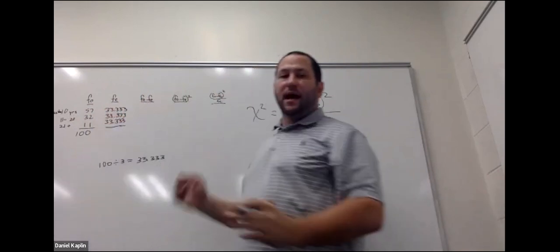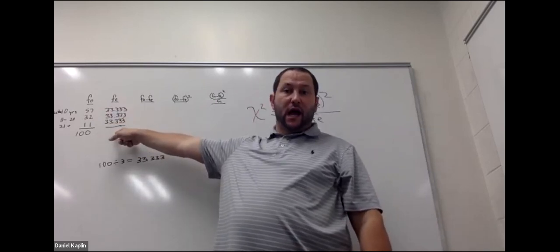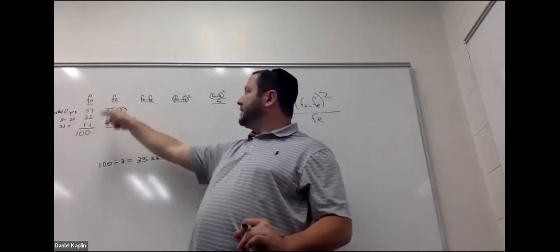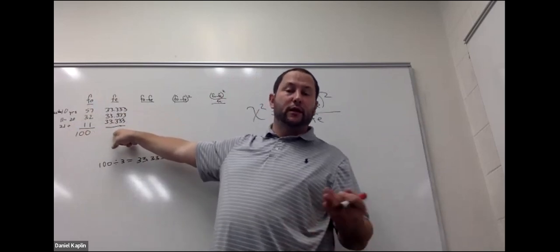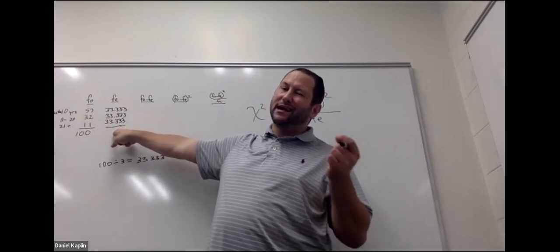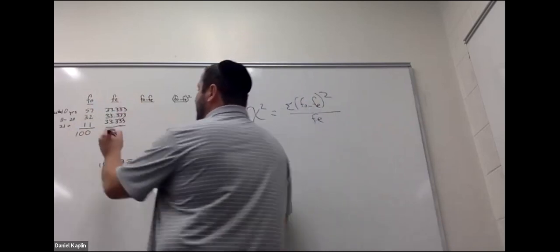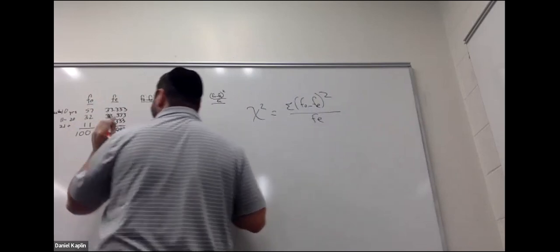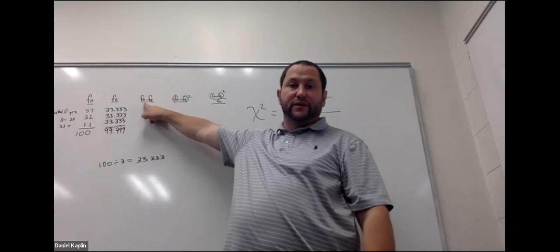Okay, so now I add up the FE column. In general, the sum of the FO column and the sum of the FE column should be the same. Now, in this particular case, because it's a repeating number, we're going to have a rounding error. It's not going to be exact. So if I add up FE, I'm going to get 99.999.